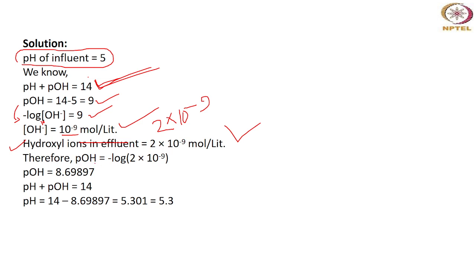So pOH we can convert it, minus logarithm of 2 times 10 to the power minus 9. So the pOH I am getting after calculation, just calculate in your calculator, you will get 8.69897. So pH plus pOH equals 14. Again, I am writing this equation. So pH will be 14 minus 8.69897, and it is nearly around 5.3.